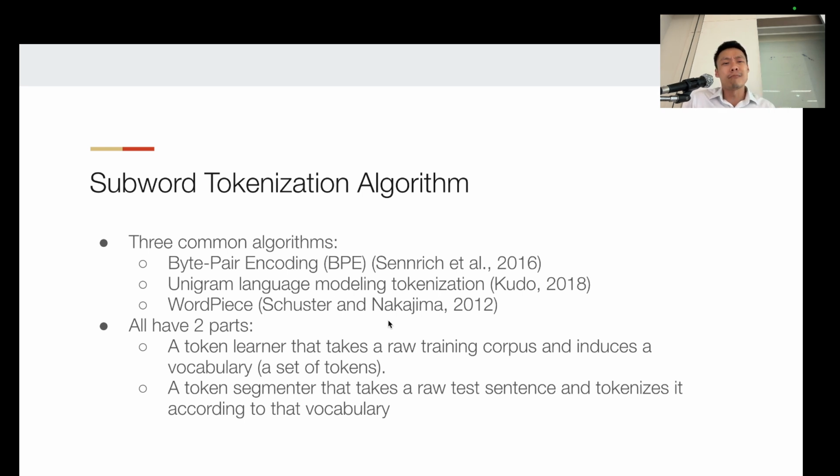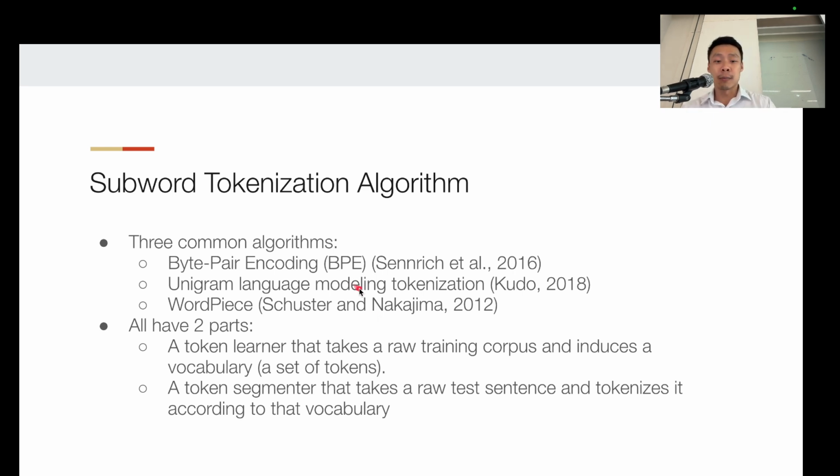So some common algorithms we call subword tokenization. A token, we call that a token now, means a unit that we want to work with, because a token might not be a word anymore. It can be just about anything, okay?